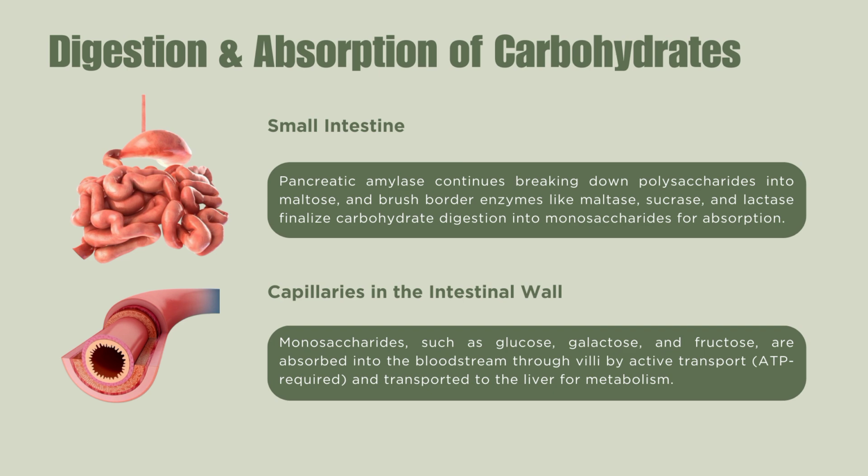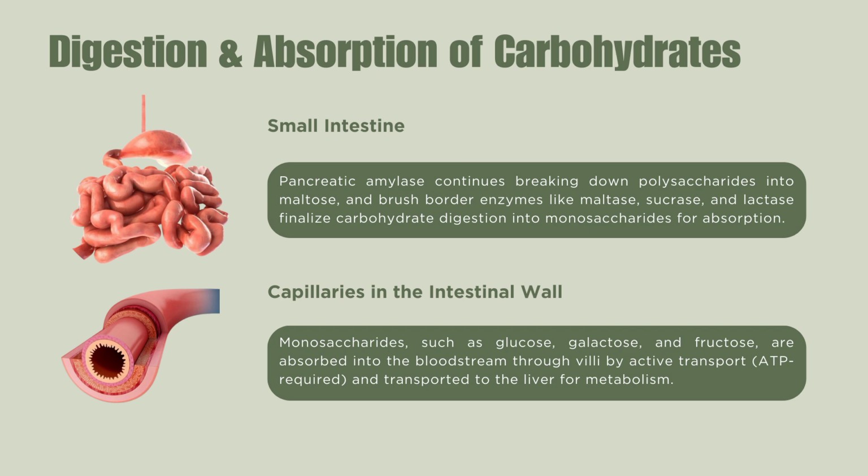The final breakdown occurs in the small intestine's lining, where specialized enzymes like maltase, lactase, and sucrase, secreted by the intestinal walls, efficiently break disaccharides, such as maltose, lactose, and sucrose, into monosaccharides: glucose, galactose, and fructose. These are the simplest forms of carbohydrates and are now small enough to be absorbed.